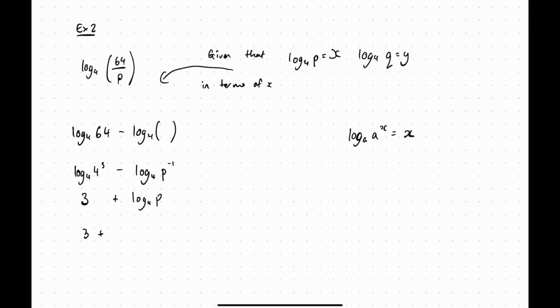Sorry, that's a mistake. I created a plus p to the minus 1 because we changed it to minus. Log base 4 of p is what I should have got, because it's divided by p. So when we split it off at the start, it should have been log base 4 of 64 minus log base 4 of p, not p to the minus 1. So we get 3 minus x.